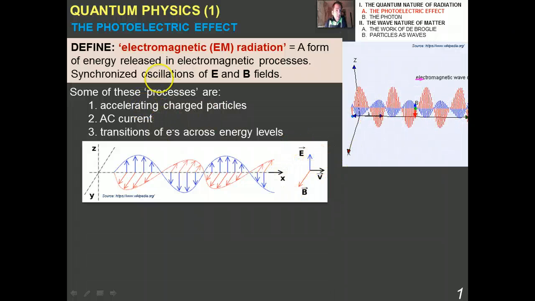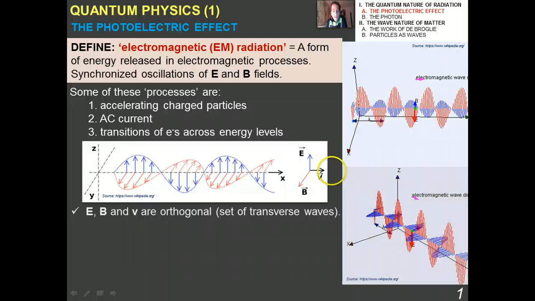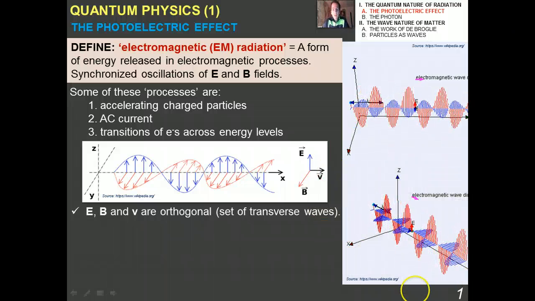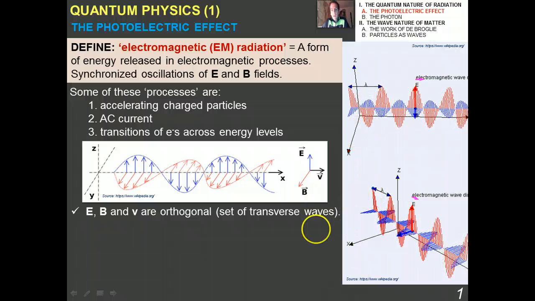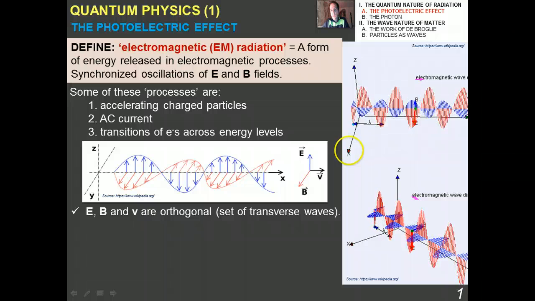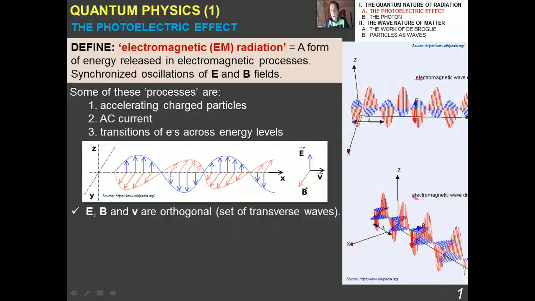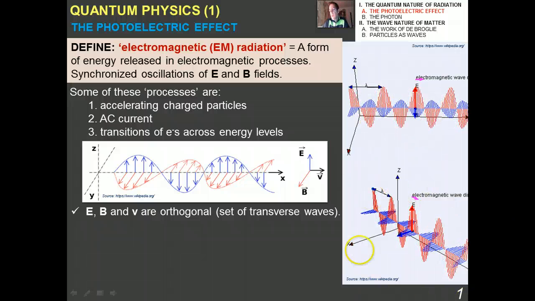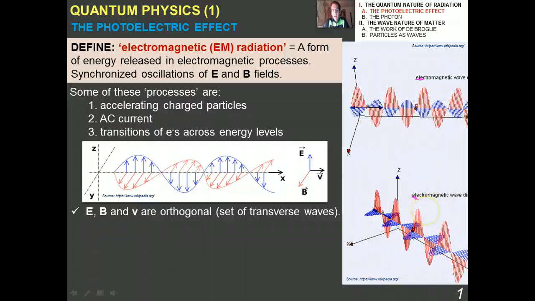Okay. I also want to mention that some of the processes that make E&M waves are AC currents, accelerating charges, and transitions of electrons across energy levels, among others. Again, all three of them are orthogonal, and we can treat the two waves as a set of transverse waves. We've already studied waves, and remember all the properties of transverse waves would hold here. So there's a wavelength and a frequency and so forth. Here's another view of these waves from the side at an angle.